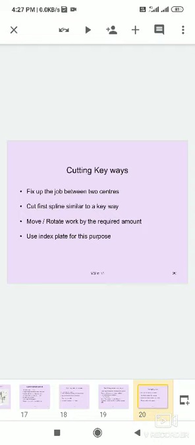Cut splines similar to a keyway. To cut, a small depth of material can be removed, and light material can be cut, then move or rotate the work by the required amount. Use an index plate for this purpose. The indexing plate is very important for producing keyways.